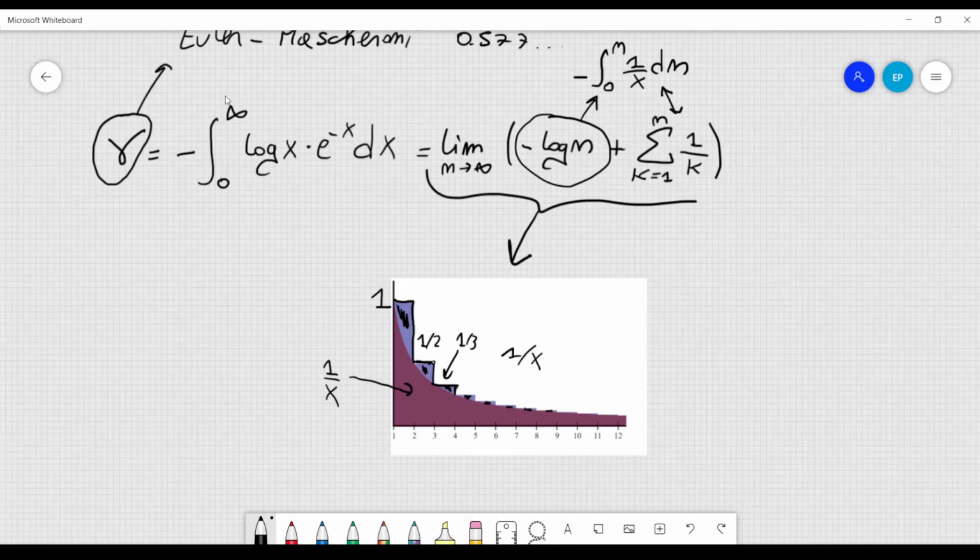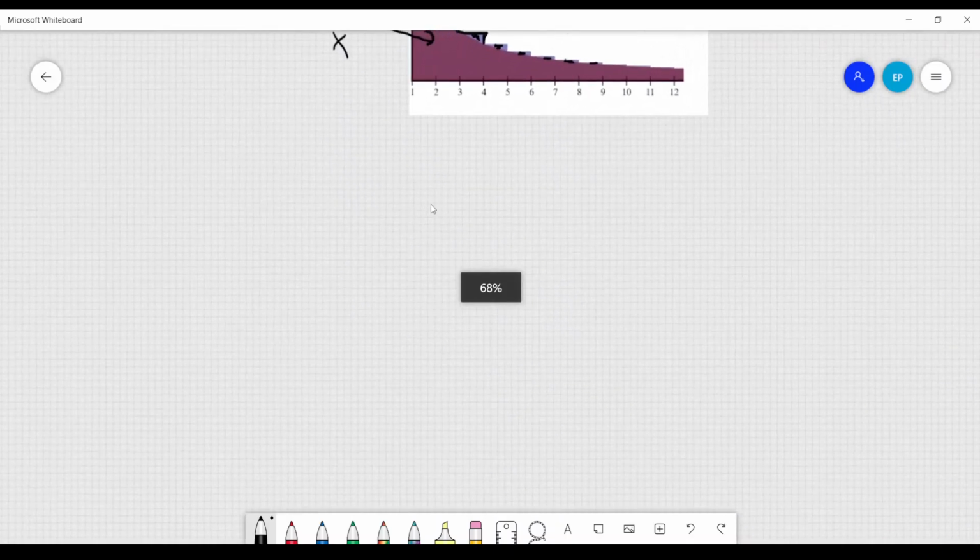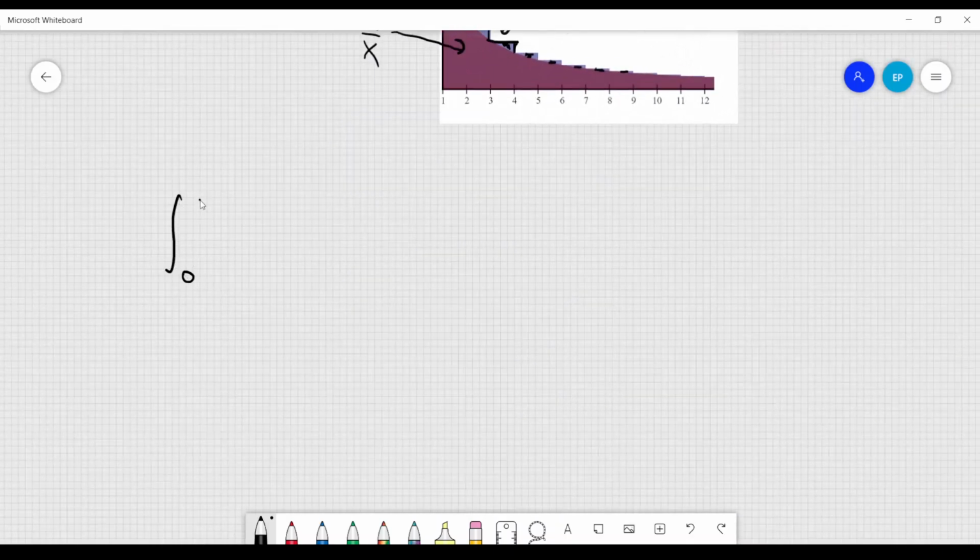Now we will prove that if we start from this integral, we can derive this limit. So we will prove this second equal sign. We will start from here. Let's do it below. So we have integral from 0 to infinity e to the minus x logarithm of x dx. By the way, this logarithm of x is the natural logarithm of x. Sometimes it is also written as ln x, natural logarithm.